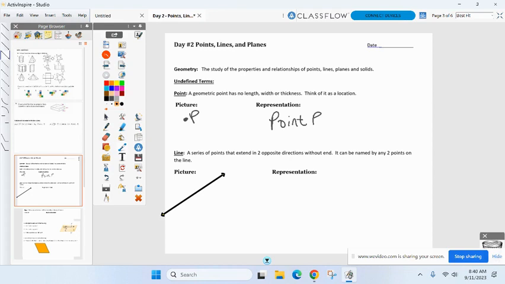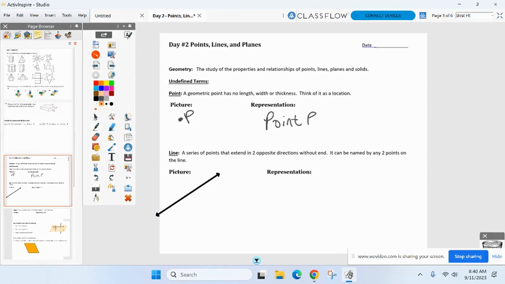Now, remember what a line was, though. A whole bunch of points put together. So I'm going to have some points on this line, too. A, B, C here. So that's how you draw it. Now, how do you write it? Because I don't want the word L-I-N-E. We're going to start using some symbols now. The symbol for a line is literally a little tiny one that looks like that.